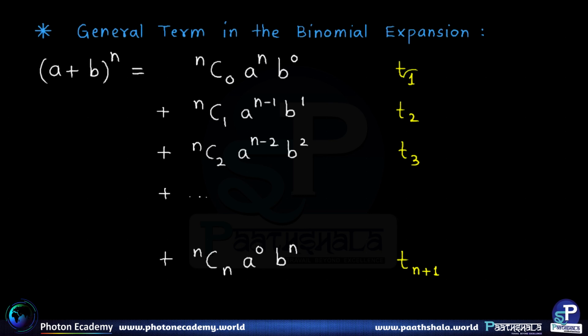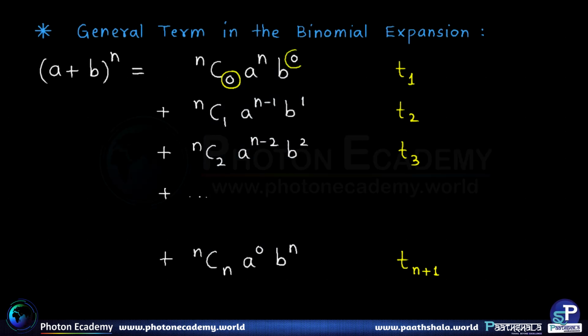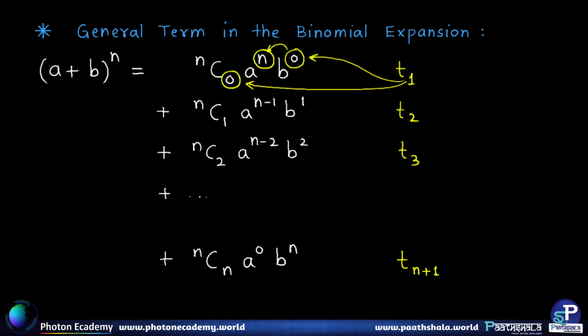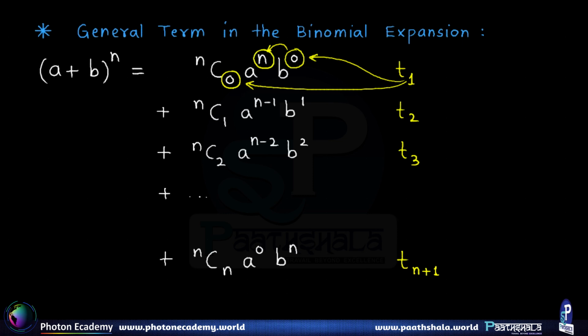When we had the suffix as 1, that is, when we wanted to find the first term, we observe that the lower number in the coefficient, that is nCr, the r is 0, and similarly the power of b is also 0. So it is 1 less than the term number. Then we also observe that it is the 0 which is subtracted from n, which gives us n, which is nothing but n minus 0. That is the way to visualize it.